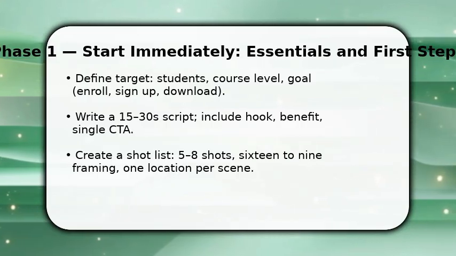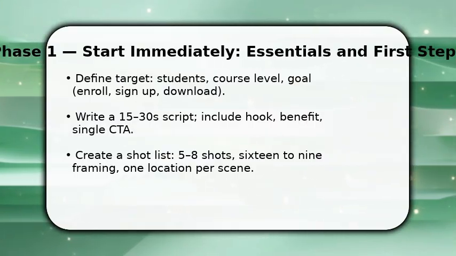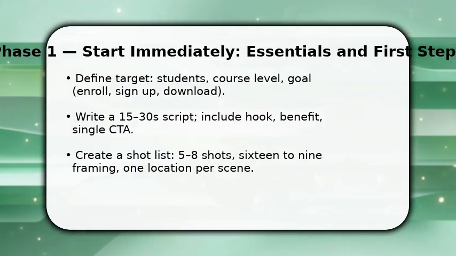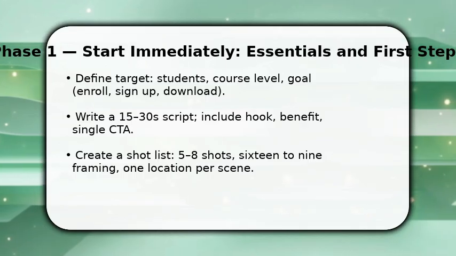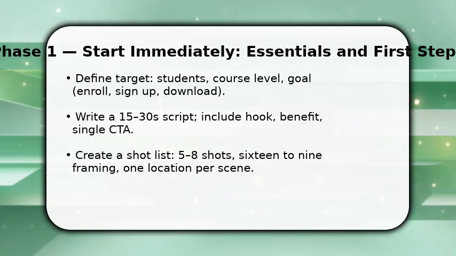Once done, translate lines into a shot list, 5 to 8 shots, 16 to 9 framing, and note props and transitions. Make sure to choose one quiet location and assemble basic gear: smartphone, lavalier mic, and a simple light. This gets you filming ready fast. You now move into execution.